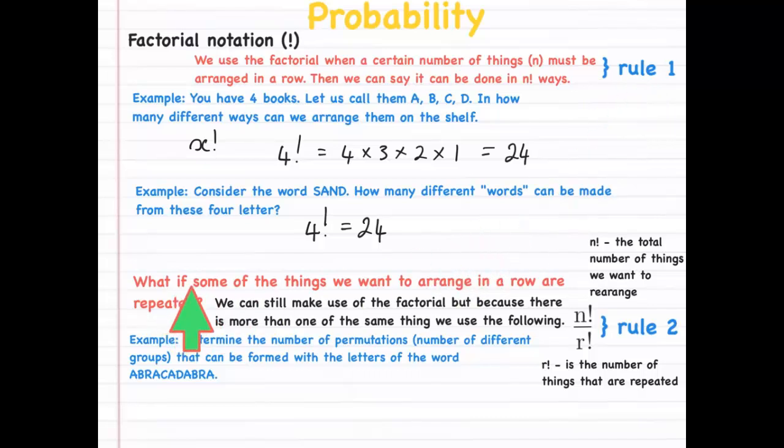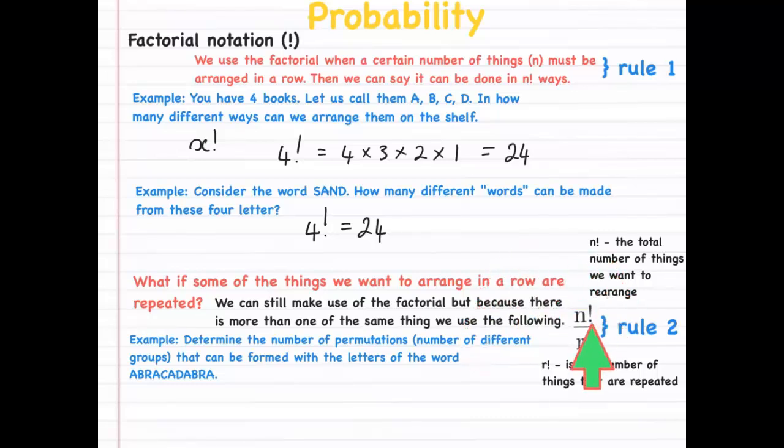But now, what if some of the things that we want to arrange in a row are repeated? Okay, so that means basically some of them are actually the same. We can still make use of the factorial, but because there is more than one of the same thing, we use the following. Okay, so basically there are many different letters, for example, in a word, but some of the letters are exactly the same. What do we do then?